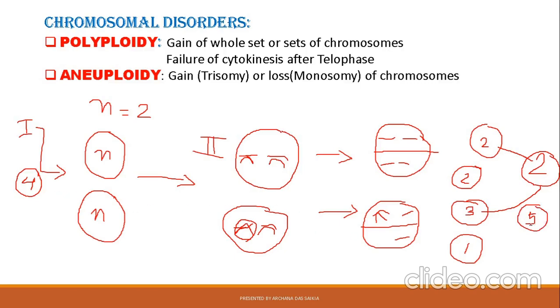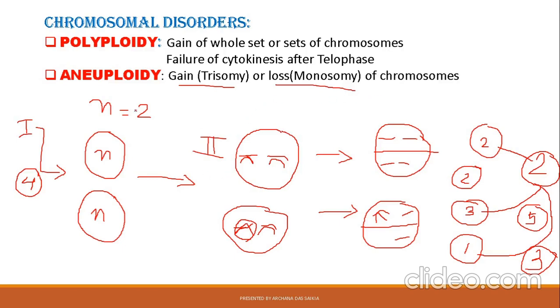So what is this? This is a case of trisomy. Now suppose a normal egg fuses with a sperm which is abnormal. How is this abnormal? It is deficient. So when it fuses, what will happen? It will form a zygote which will have only 3 chromosomes in the new offspring in place of 4. That means loss of a chromosome. So this will be a case of monosomy. So this is how the cases of trisomy and monosomy may arise.